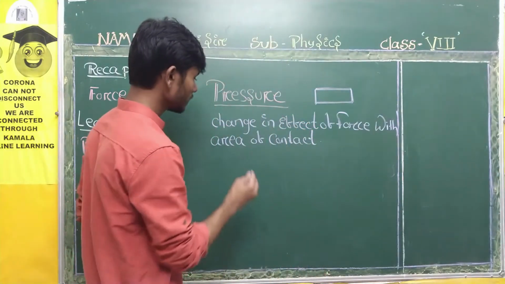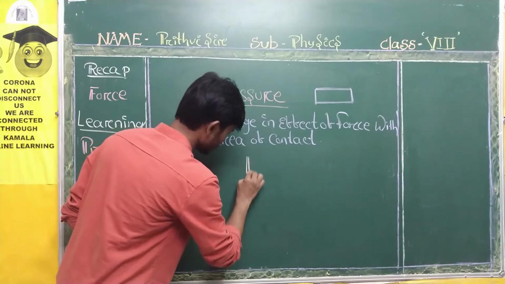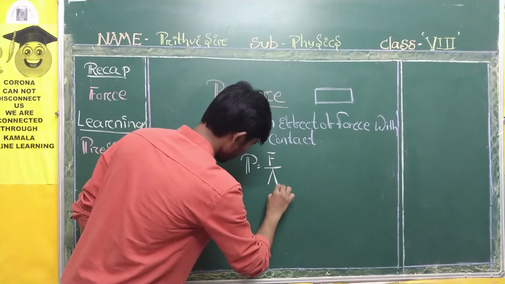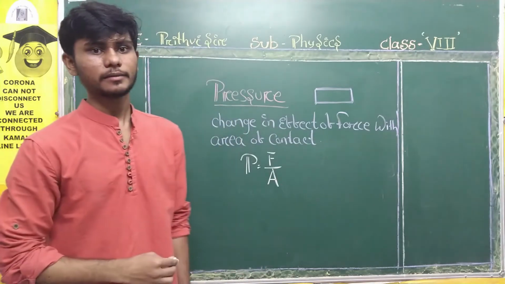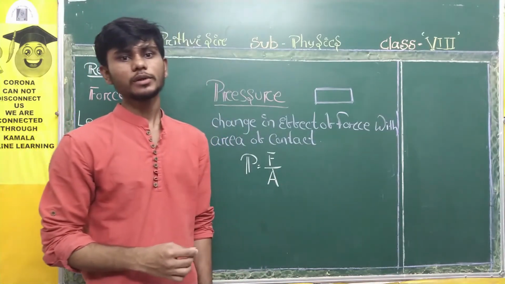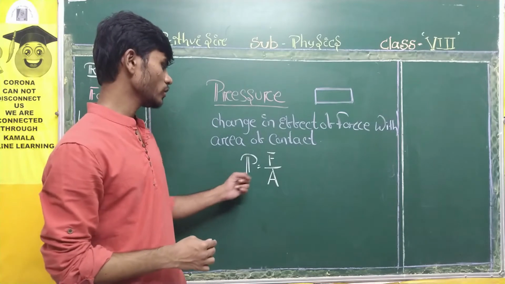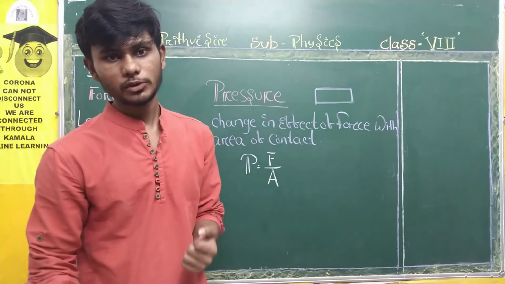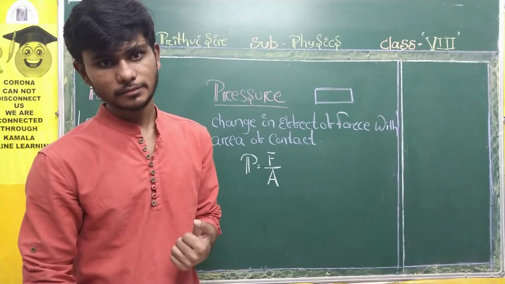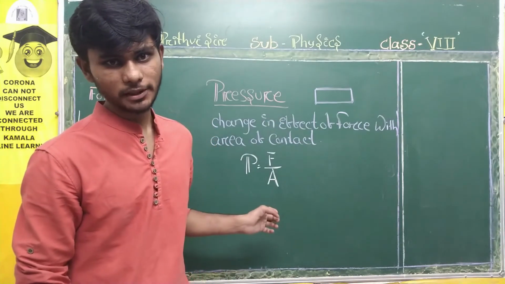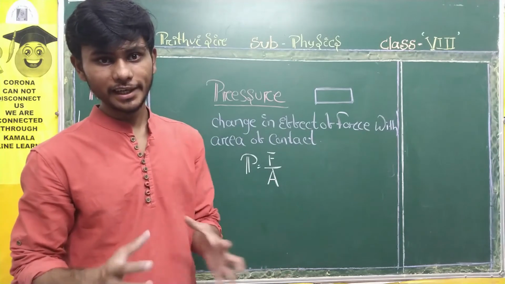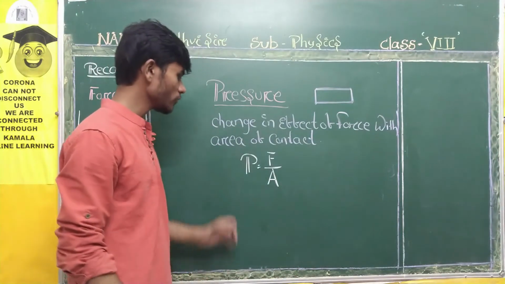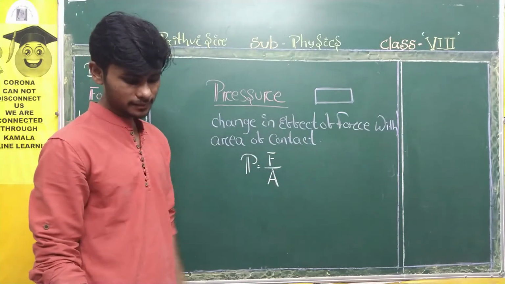So the formula for pressure is P is equal to F by A. Pressure is equal to force by area. I hope you have understood from here and got a little bit of an idea. So this is your formula: pressure is equal to force by area.